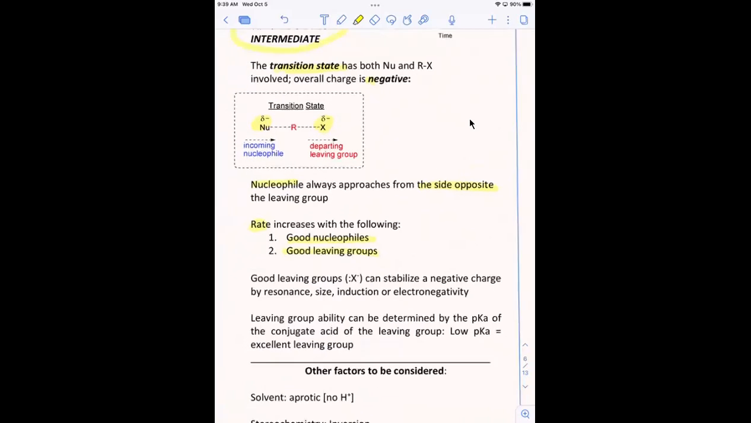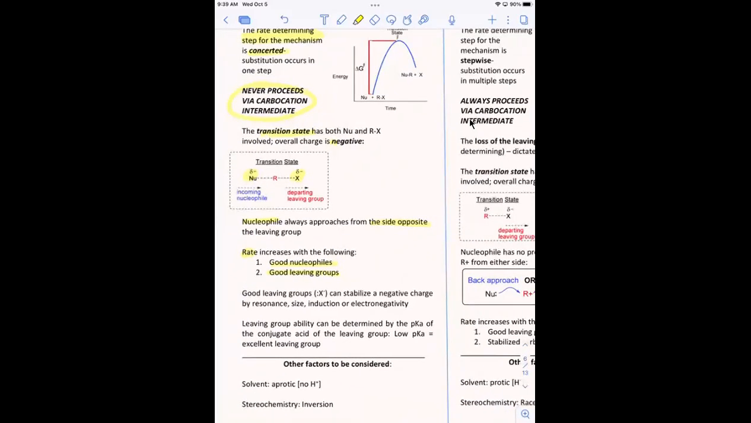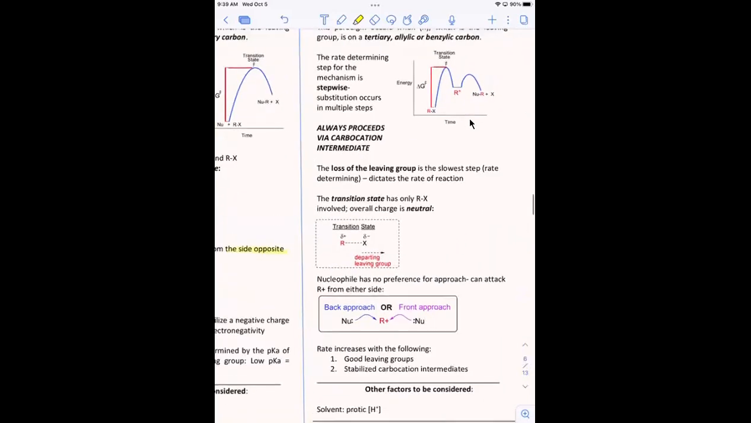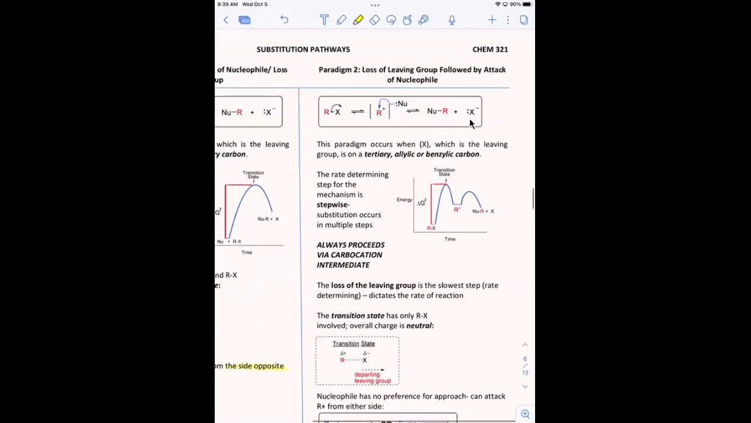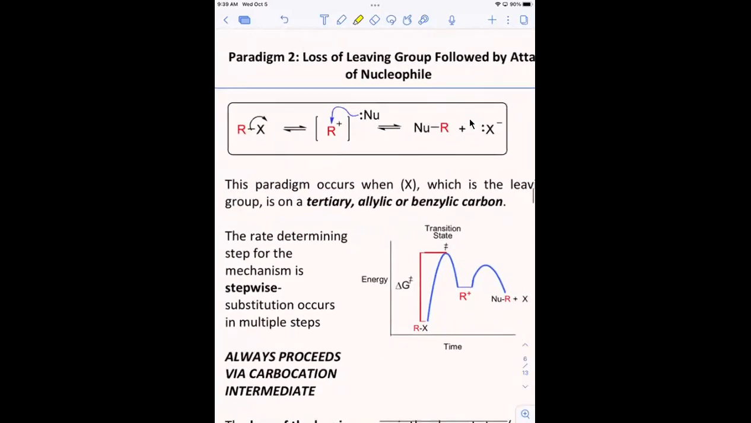Right. So let's talk about the SN1, and then we're going to talk about how to tell what's a good leaving group and what's a bad leaving group. So for SN1, this is the overall reaction. You lose the leaving group, you make a carbocation, and then that gets attacked by your nucleophile. So this works on tertiary, allylic, and benzylic carbons only because the cation is stabilized.